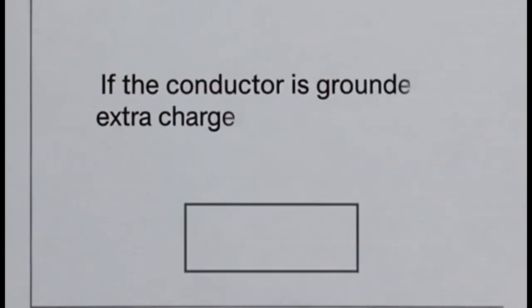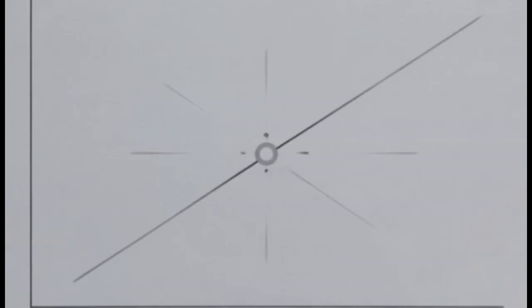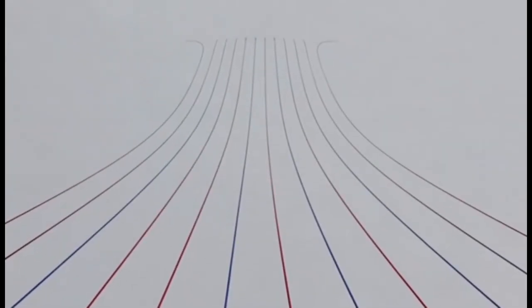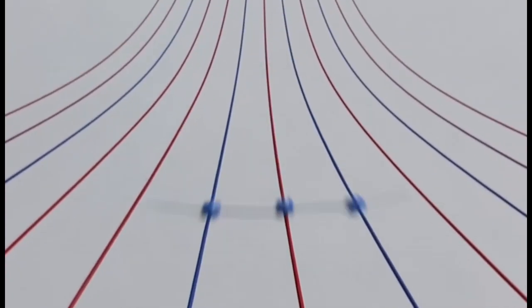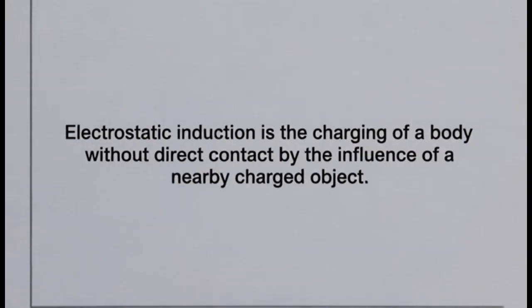If the conductor is grounded, extra charges escape, making the object permanently charged. After removing the rod, the conductor remains charged without ever touching the rod. Electric field lines guide the motion of electrons, illustrating the fundamental interactions of static electricity. Electrostatic induction is the charging of a body without direct contact by the influence of a nearby charged object.